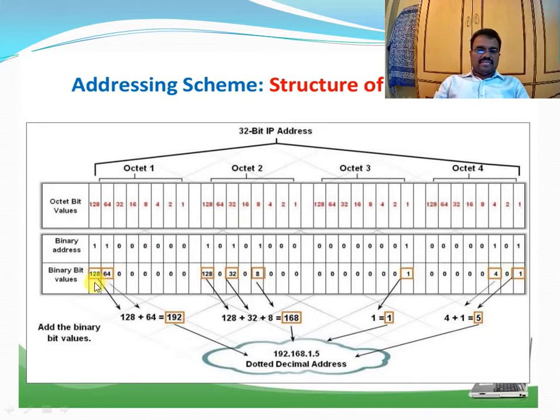So if you take the binary bit values of 128 and 64, and the remaining are all zeros, then 128 plus 64 is equal to 192. Here, the 1s represent 128, 32 and 8, and the remaining are all zeros. So 128 plus 32 plus 8 is equal to 168.